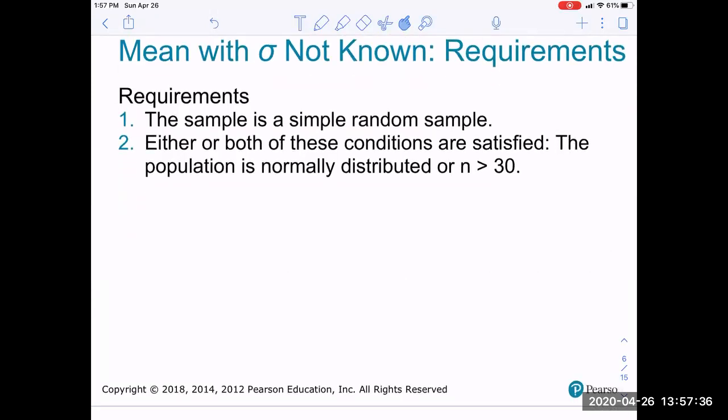Same requirements we've seen before. Simple random sample. Either it's normally distributed, the population may say it in the problem, or n greater than 30, or in the case of the problem we're going to do, I'll show you what we'll do in our class.